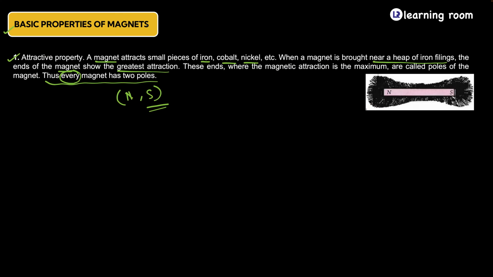Then we saw the basic properties of magnets. What are the basic properties? Five properties is what we saw. Attractive property, directive property, like poles repel and unlike poles attract. Fourth is magnets always exist as a dipole, and the fifth property is magnetic induction. What will a magnet do? It will induce a magnetic field in the magnetic substances which are surrounding. Am I clear with that?